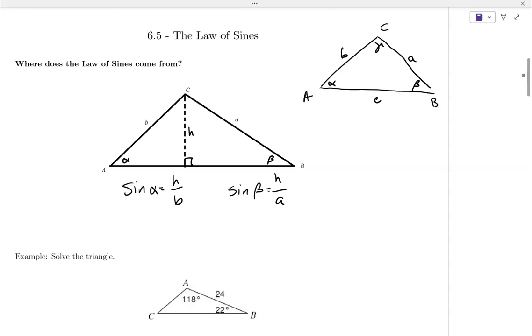Notice both equations have the same H in them. And remember, I said the whole point of doing this is because you were given alpha, beta, A, and B. I don't care about H. I want some relationship between alpha, A, beta, and B. Can you use those two equations and get rid of H? Get a different equation that doesn't involve H in it at all?